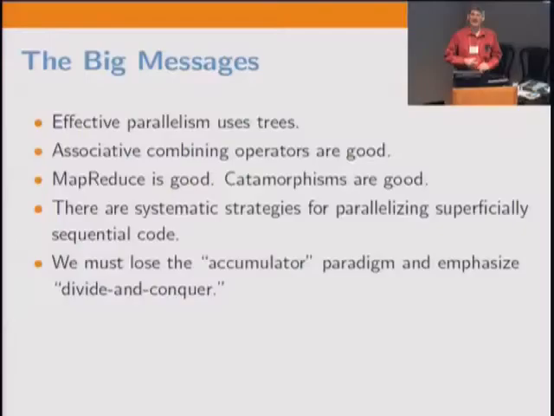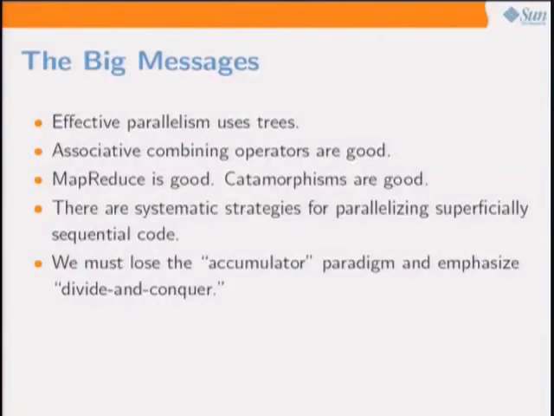My big message is that with the advent of multi-cores, parallelism is now inescapable. It's been a research topic for the last 20, 30, 50 years. But we're now facing practical consequences on every laptop. Effective parallelism uses trees. Associative combining operators are good. MapReduce is good. Catamorphisms are good. There are systematic strategies for parallelizing superficially sequential code, and we'll be looking at some of those on later slides.